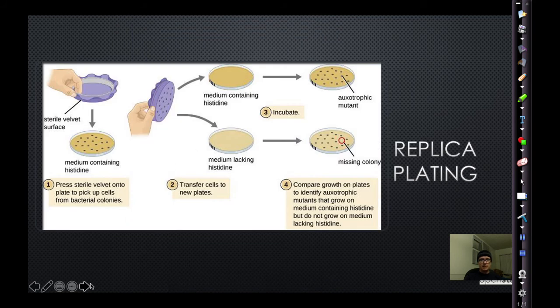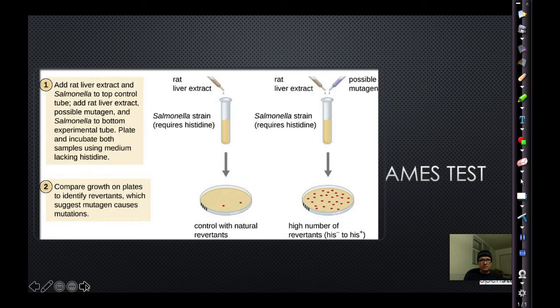We're going to skip past replica plating because I just don't think that that's important. We are going to talk about the Ames test. For the Ames test, you take a chemical, and the goal is to see if this chemical causes mutations in your strain of bacteria. So we have a Salmonella strain here whose histidine gene, that gene that makes histidine, has been mutated so that it no longer functions. Histidine is an essential amino acid, so if this strain can't make its own amino acid, it will die. So you must supply it with histidine.